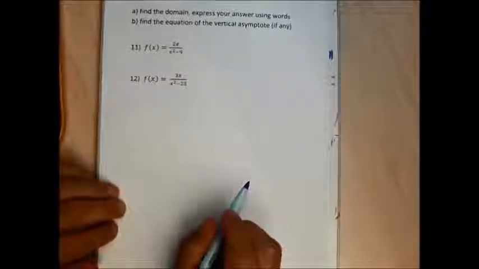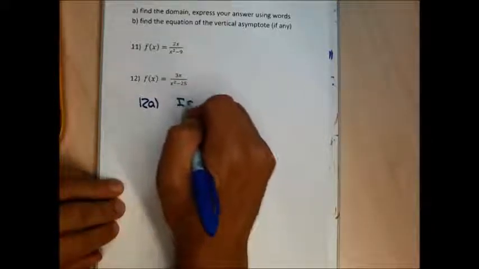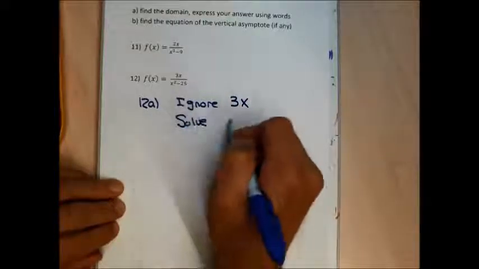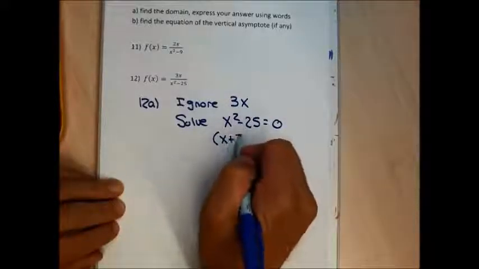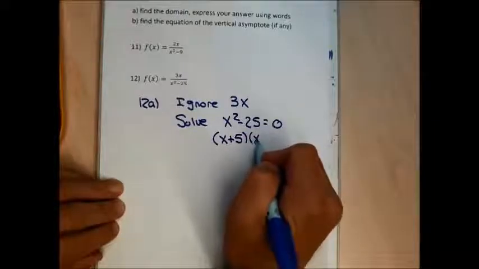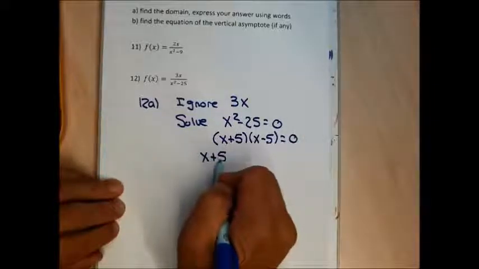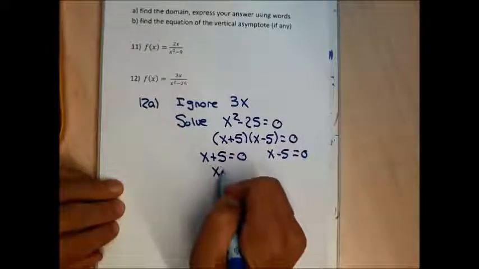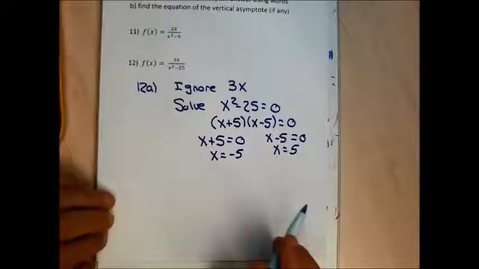I think I have too many of these problems. For 12, for part A, as I'm finding the domain, I ignore the numerator of 3x. I'm going to solve x squared minus 25 equal to 0. I'm going to solve this by factoring. When I factor this, you get x plus 5 times x minus 5 equals 0. So that's going to give me x plus 5 and x minus 5 equal to 0. I'll solve each and get the numbers to exclude from my domain and get my equations for my vertical asymptotes.